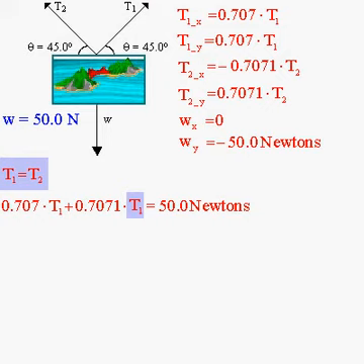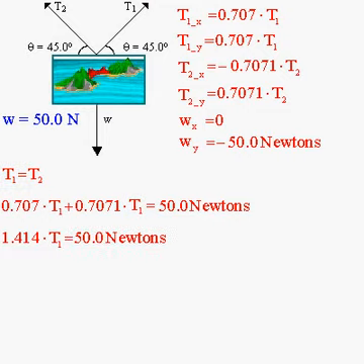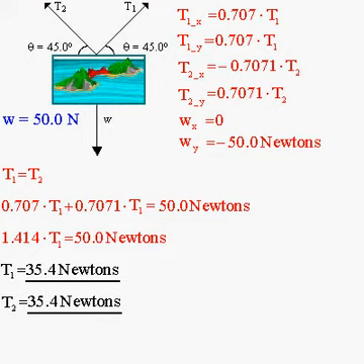Well, all we have to do now is add the two T1 terms together. That gives us that 1.414 times T1 equals 50 newtons. Now it's easy to solve for T1. Divide both sides by 1.414 and you get T1 equals 35.4 newtons. Well, remember T1 equals T2, so that means T2 is also 35.4 newtons. So those are our answers. The tension on each string is 35.4 newtons.